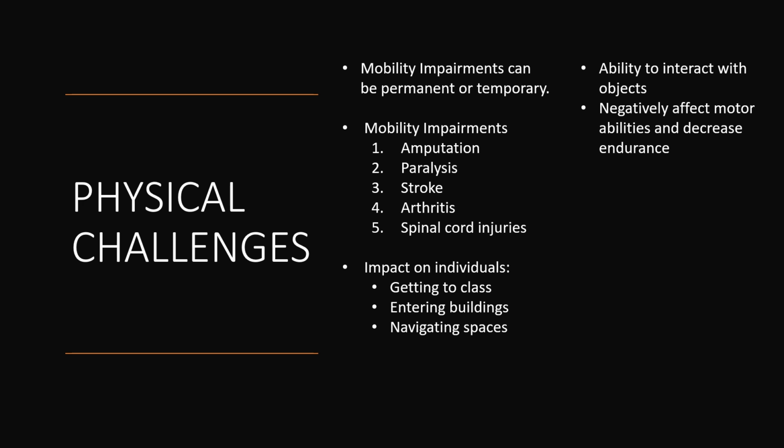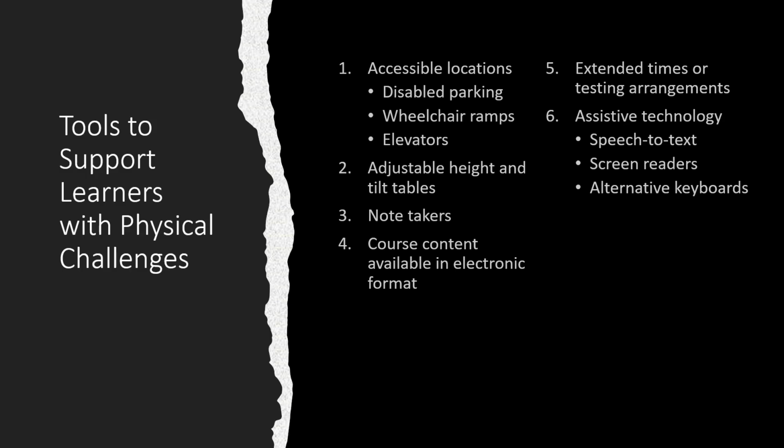As designers, we must be aware of how motor abilities are affected by the physical challenges imposed by a member's disability. To reduce any obstacles imposed by physical challenges, we can verify that the locations we set our training in are accessible. This can include incorporating tables that allow adjustability in height and tilt, providing note takers, and ensuring all course content is available in an electronic format for learners to review later. For assignments and exams, providing an extended period of time could benefit impaired learners.